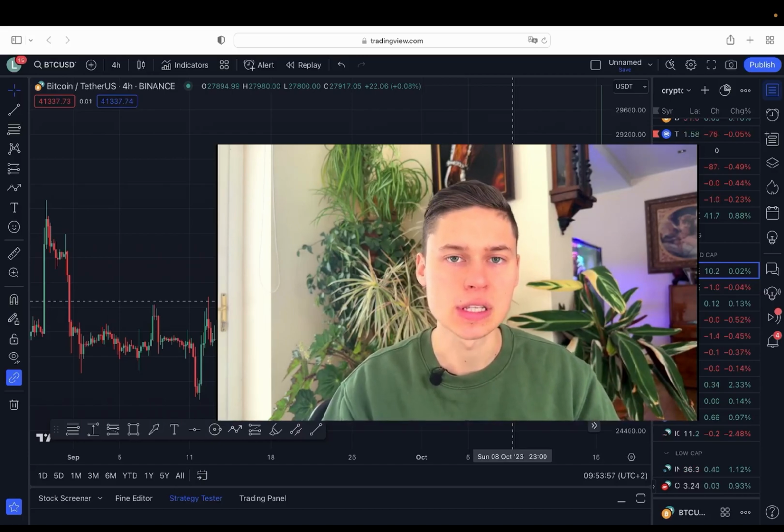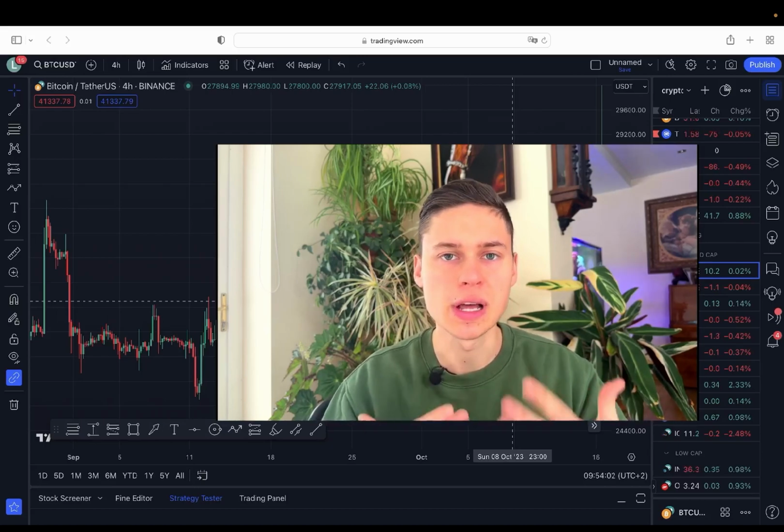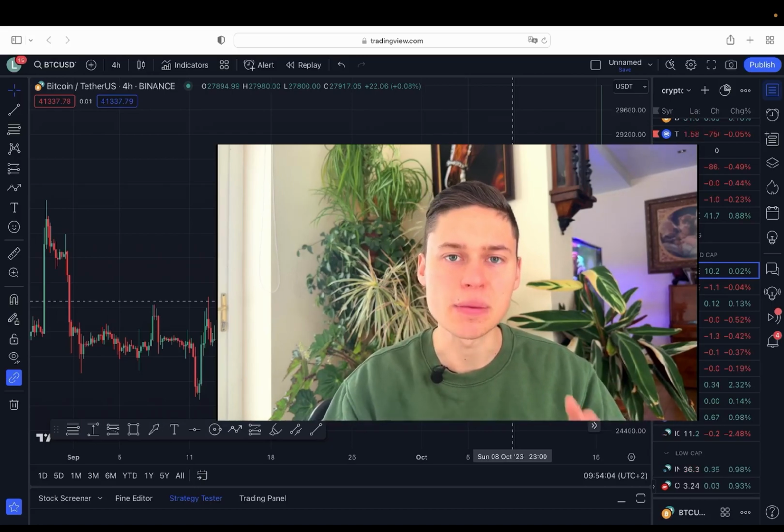Of course, it's not enough to only know the technical analysis, but if you want to be able to read the markets, if you want to be able to make money from the markets, you only need to understand these 4 different tools in technical analysis. And the first tool is support and resistance levels.